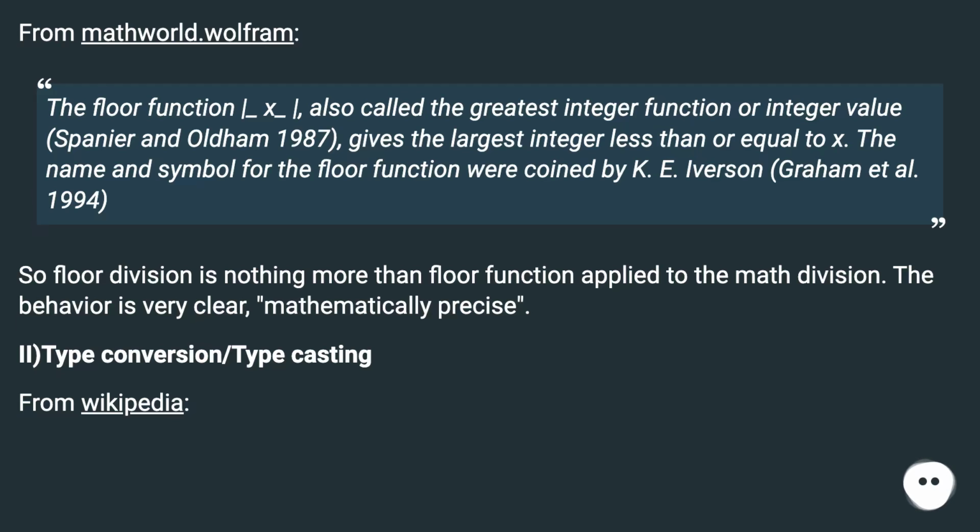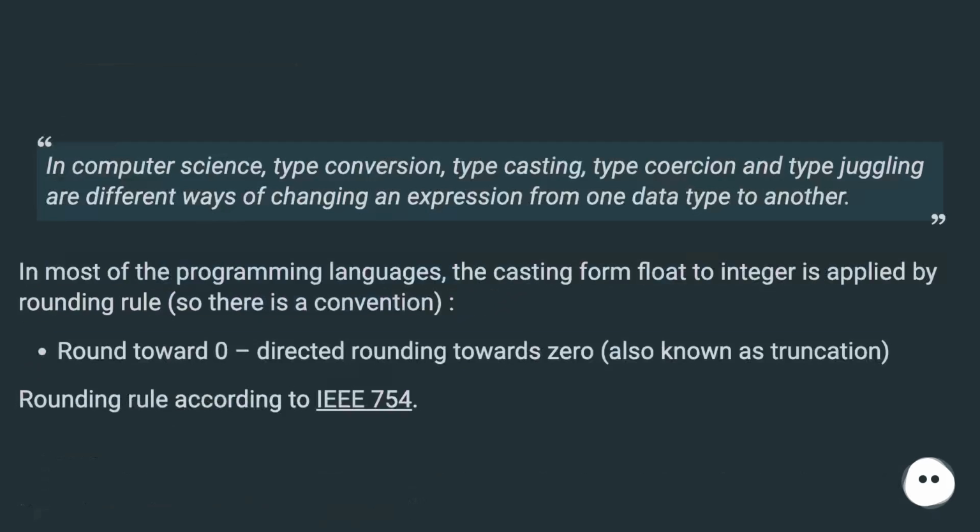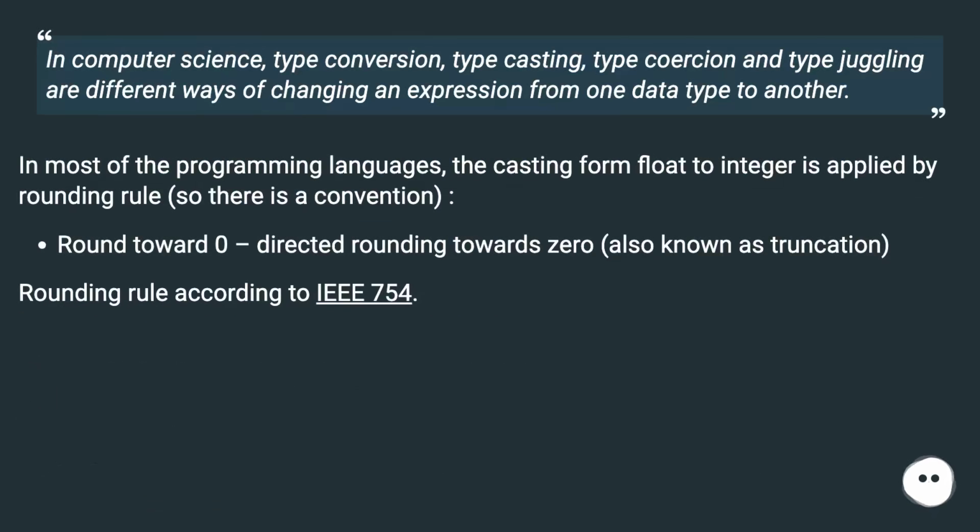From Wikipedia: in computer science, type conversion, typecasting, type coercion and type juggling are different ways of changing an expression from one data type to another. In most of the programming languages, the casting from float to integer is applied by rounding rule, so there is a convention. Round towards 0, directed rounding towards 0, also known as truncation. Rounding rule according to IEEE 754.